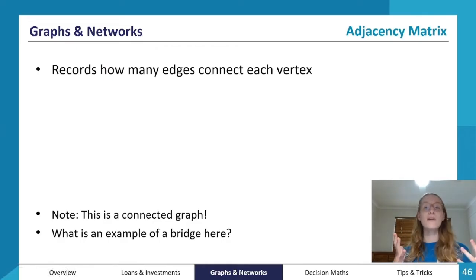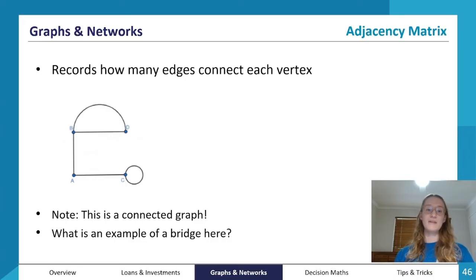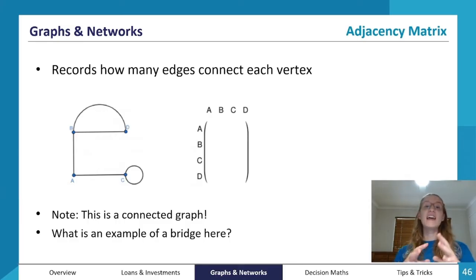So let's have a talk about the adjacency matrix. So what is an adjacency matrix? An adjacency matrix would look something like this, except it would be filled in with numbers. And it is like a matrix, which you would have covered in year 11, that records how many edges connect each vertex. And note also that this is a connected graph because everything here is connected. We don't have any isolated vertices.